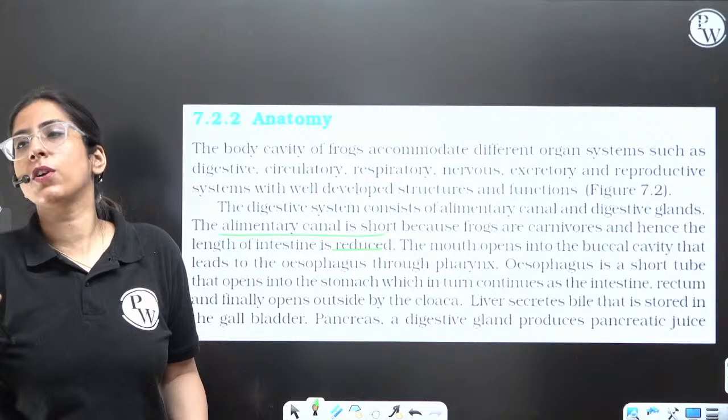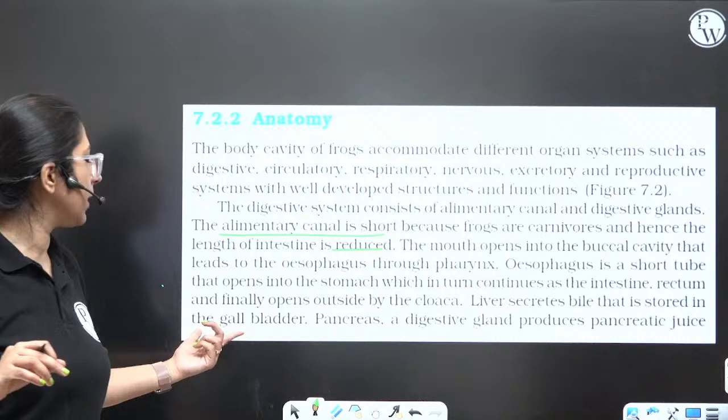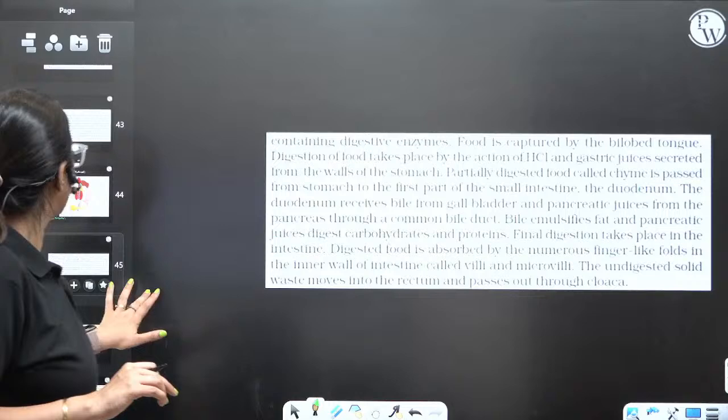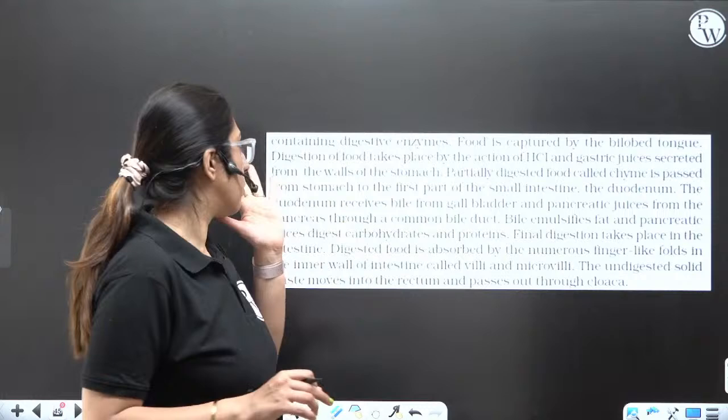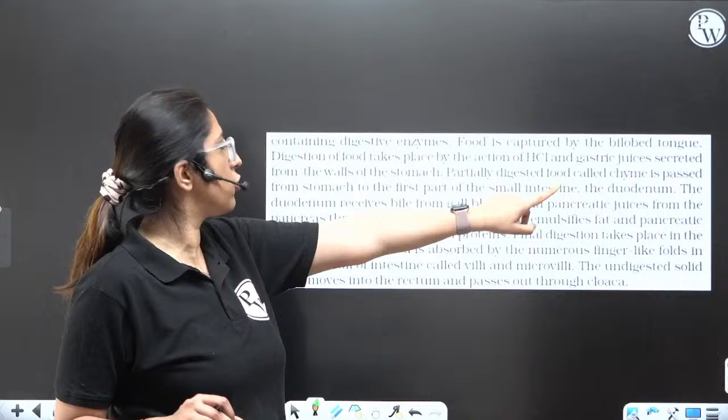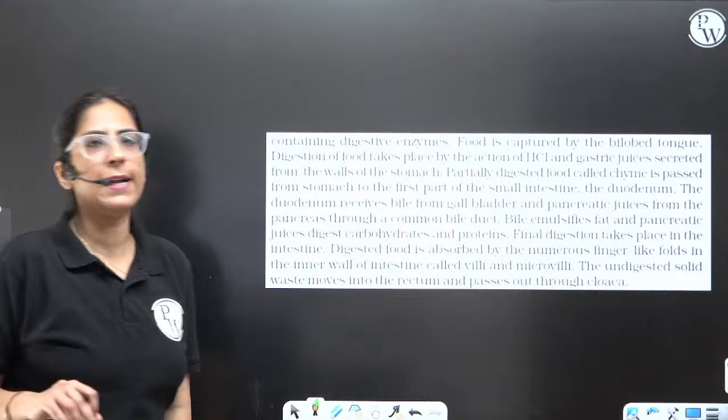Now, the liver secretes bile that is stored in the gallbladder. The pancreas produces pancreatic juice, which contains digestive enzymes. Food is captured by the bilobed tongue. Digestion of food takes place by the action of HCl and gastric juices. Gastric juices contain protein-digesting enzymes, secreted by the wall of the stomach. Partially digested chyme is passed from the stomach to the first part of the intestine, that is the duodenum. The duodenum receives bile from the gallbladder and pancreatic juice from the pancreas through a common bile duct. Each and everything from NCERT beautifully we have done.